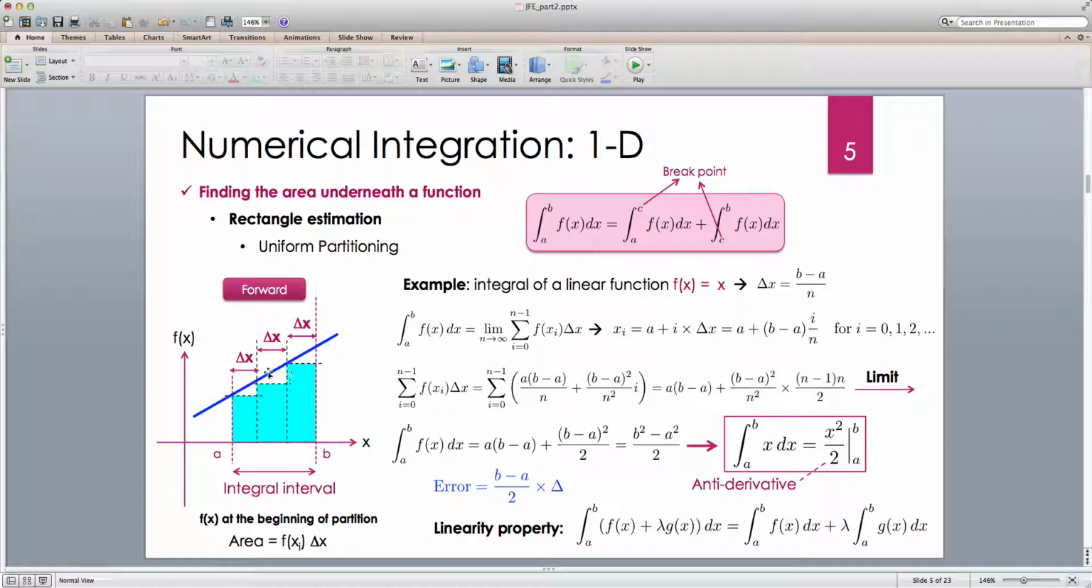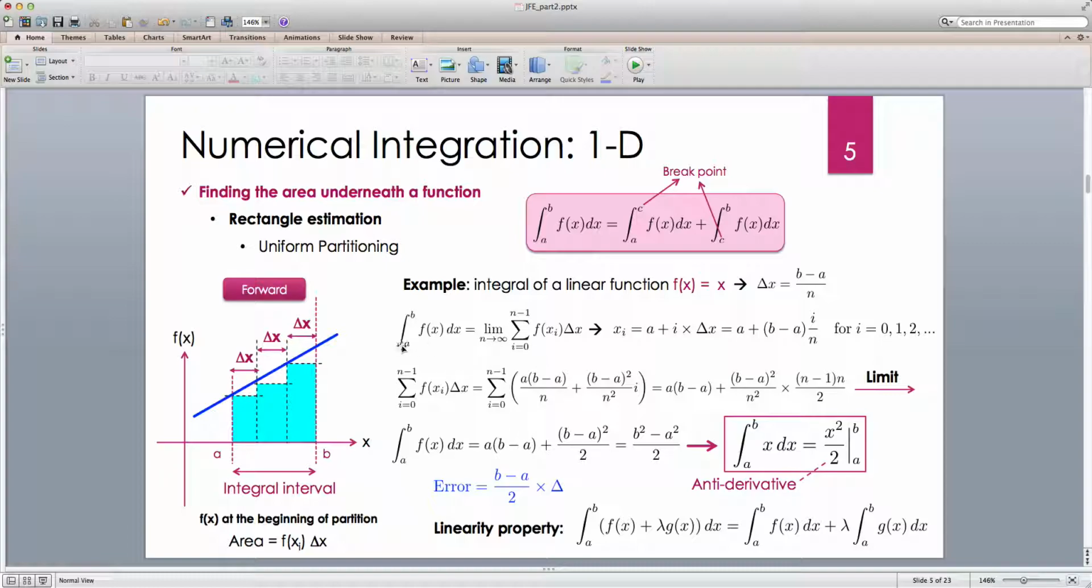So let's look at the integral of a linear function, just f of x equals x, over the interval from a to b. And we're going to use the forward approximation. So the area of each rectangle under the curve is f of xi, where xi is the leading edge, so the beginning of each subinterval, times delta x. And it's a uniform partitioning, so delta x is just the length of the interval, b minus a, divided by n. Alright?